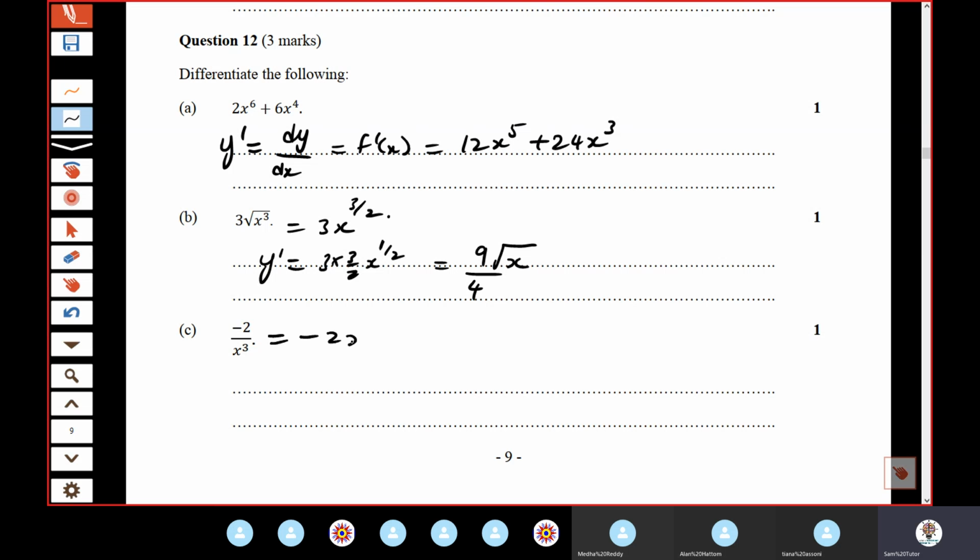Same thing with this one, not allowed to have x's in the denominator, and y dash equals positive 6, x, take away 1. And I've always taught you guys, however it starts is how I want it to finish. So 6 on x to the power 4.